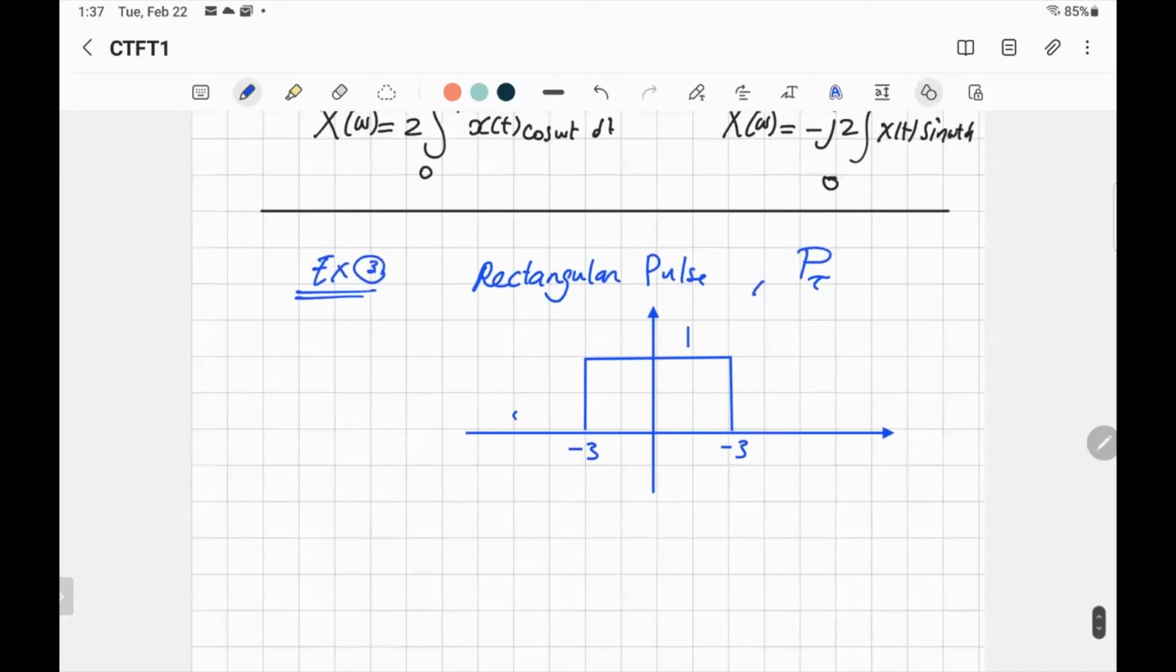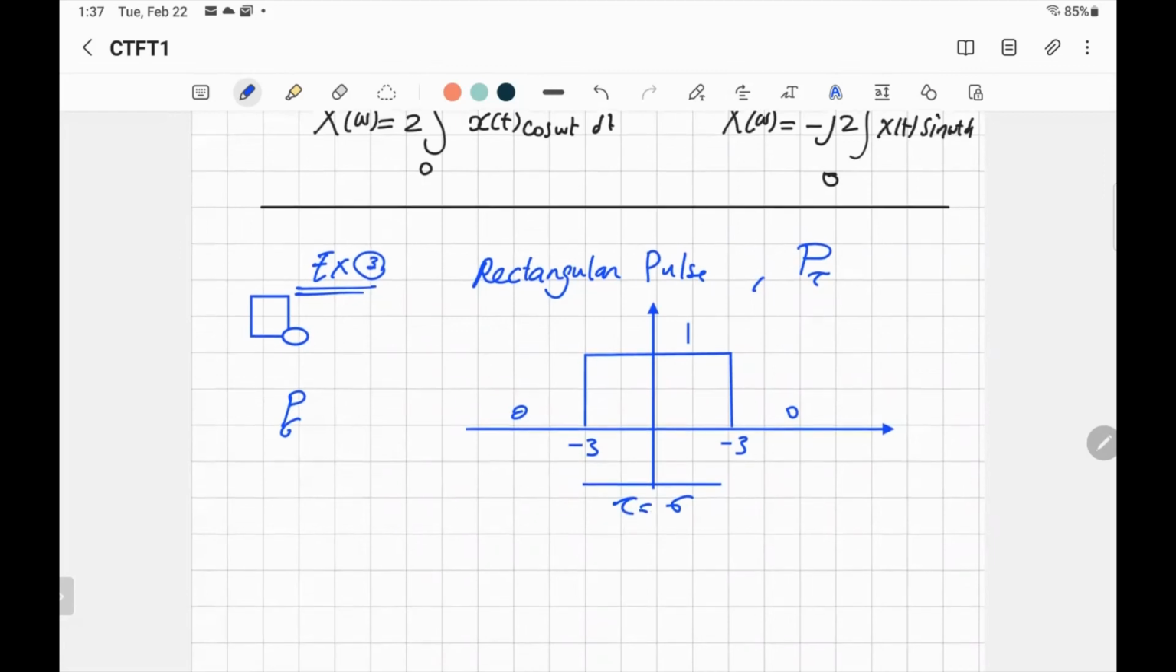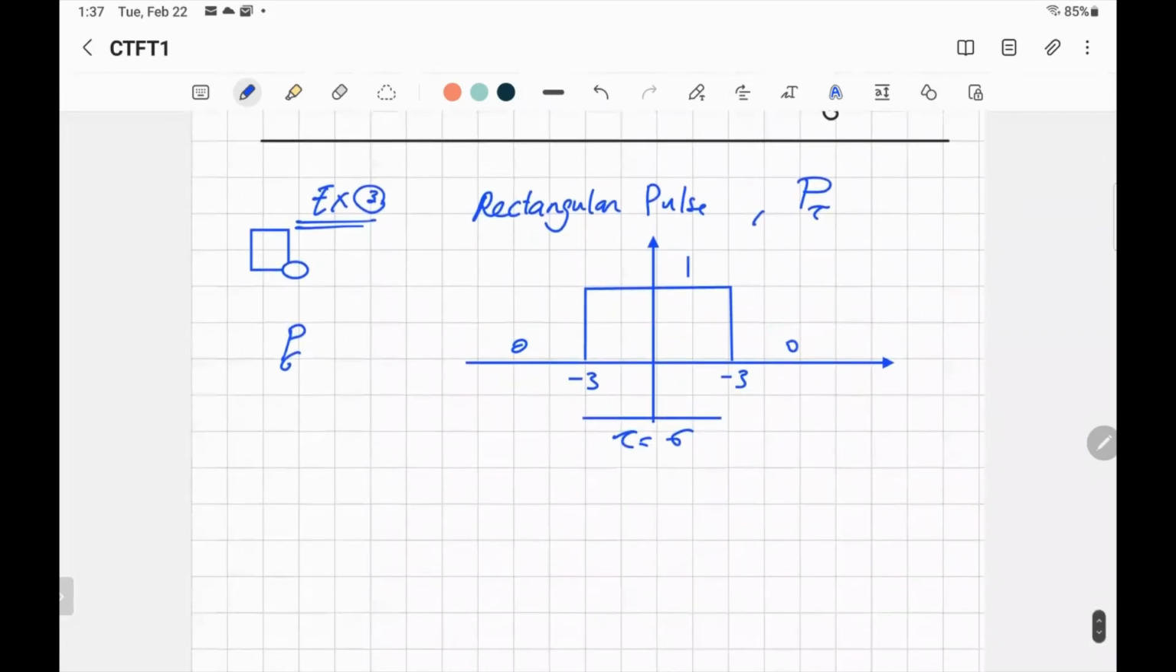So how we define it is 0 here and 0 here, all right? And you can write now the width is equal to 6, right? So you can write it's a rectangular pulse. You write 6 like that, because this is tau. The whole width we call tau. All right. So from negative 3 up to 3, the height is equal to 1. When you look at it, is it even or odd? Even. So what you're going to do, don't go to the original one.